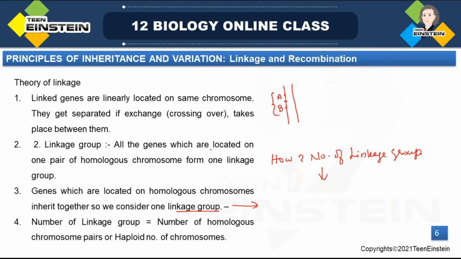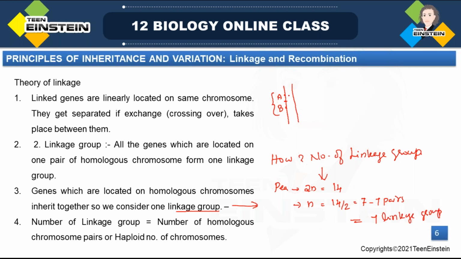Okay. So in the pea plant, the diploid chromosome number 2n is equal to 14. How will the haploid number come? Haploid means n number of chromosomes. So n is equal to 14 divided by 2, so it will come 7. So that is having 7 pairs of chromosomes. So how many linkage groups can you expect? 7 linkage groups.